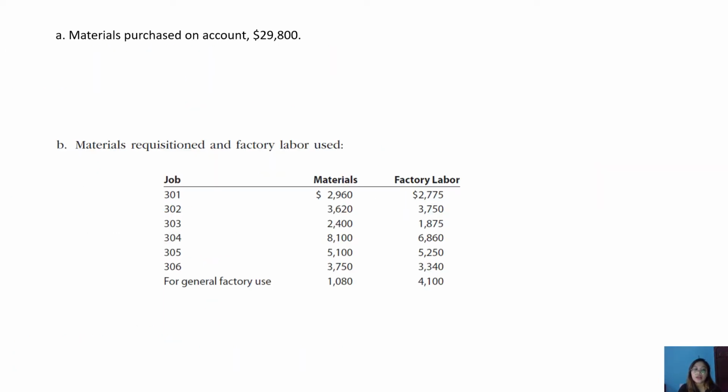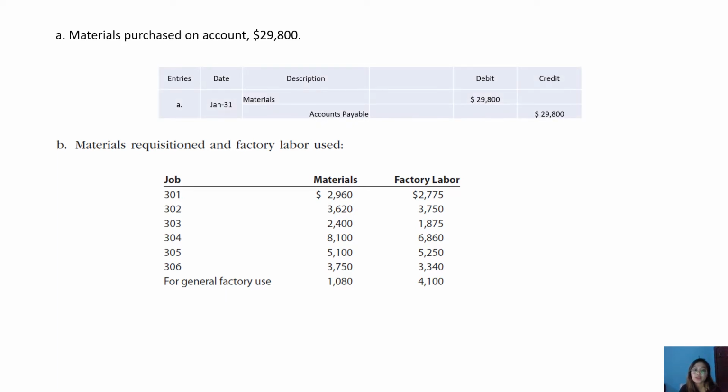So in letter A, materials purchased on account amounting to 29,800. So I have already discussed with you how to make a journal entry for the materials that have been received. So we should debit the materials and then credit the accounts payable amounting to 29,800. Letter B, materials requisition and factory labor used.